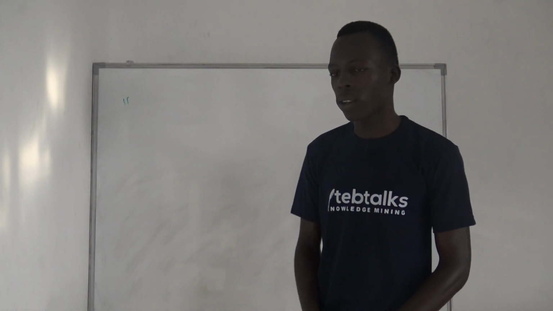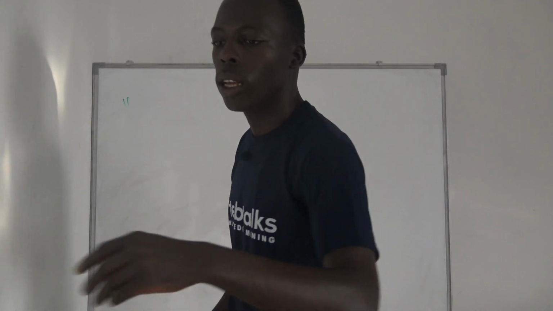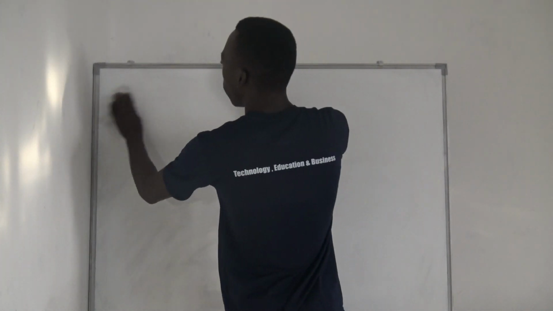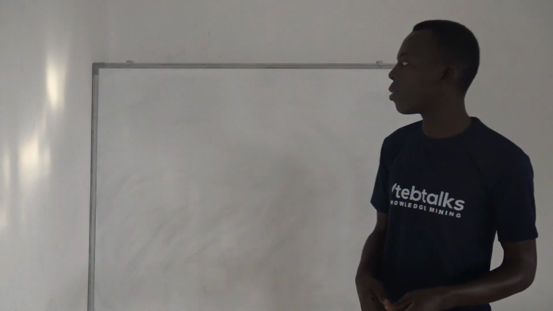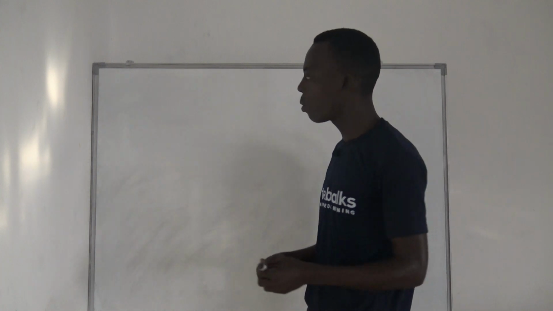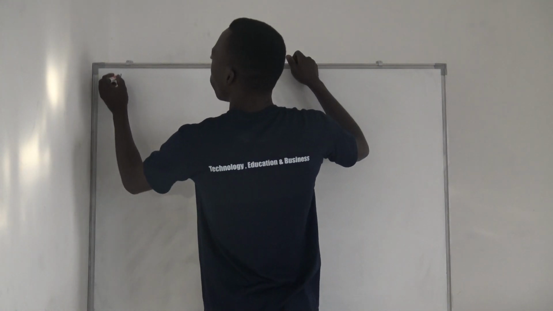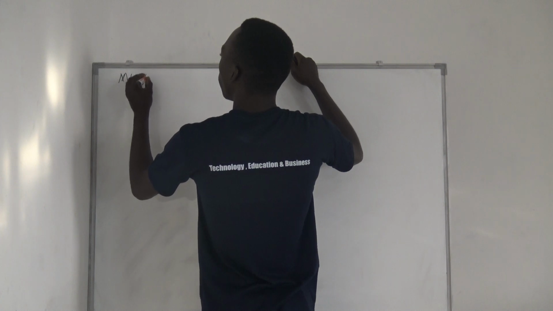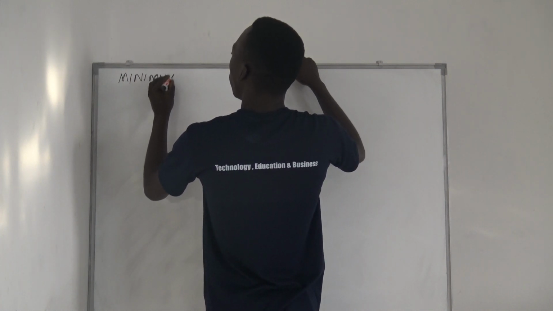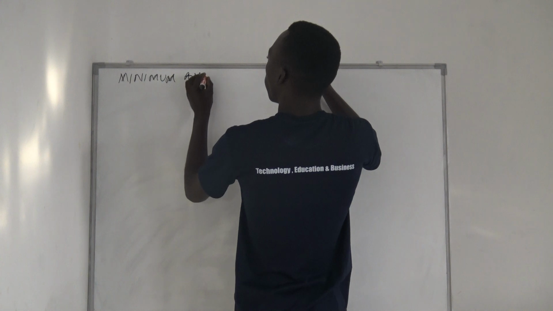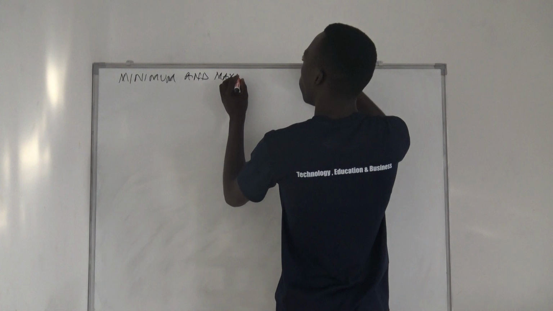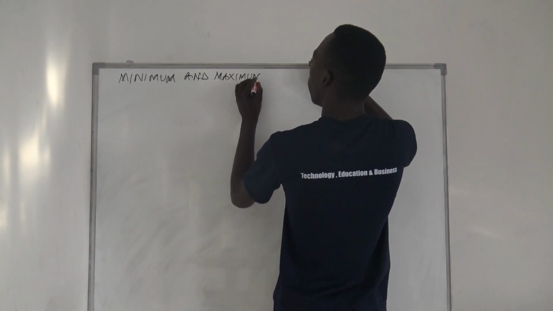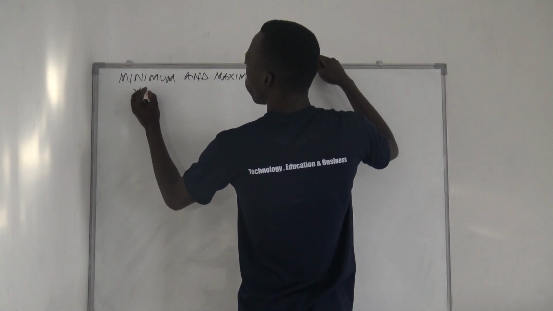We are going to continue with our session of mathematics, paper 1. Last time we were looking at quadratic equations, and we are going to continue with that. We are going to begin with minimum and maximum values.